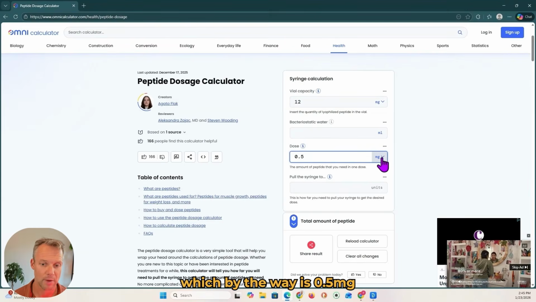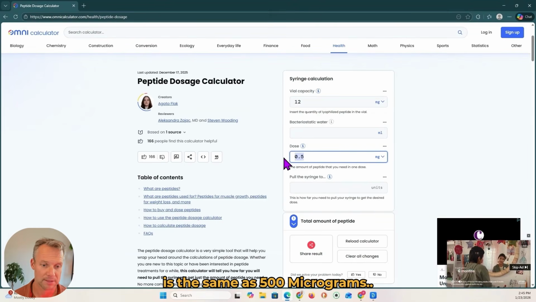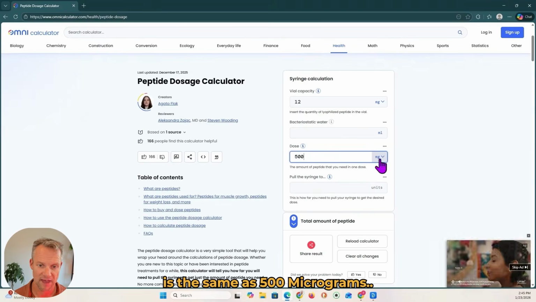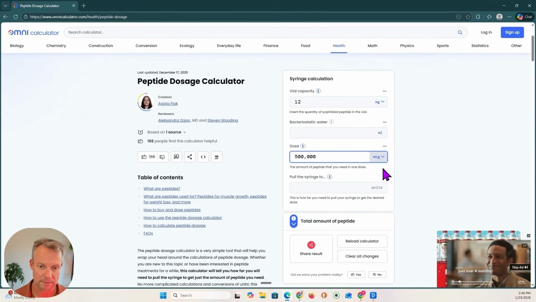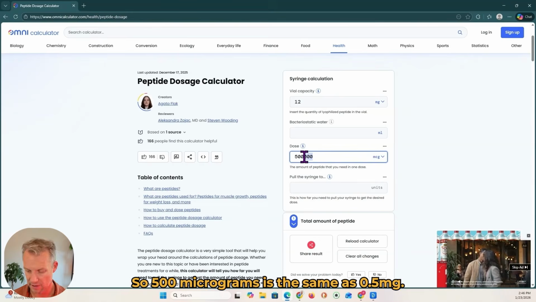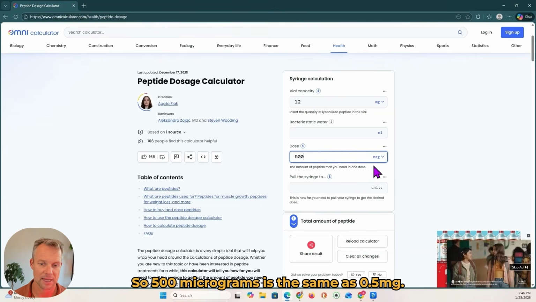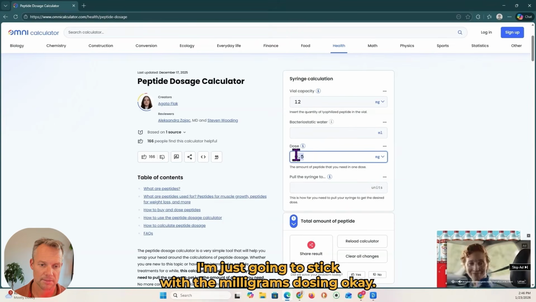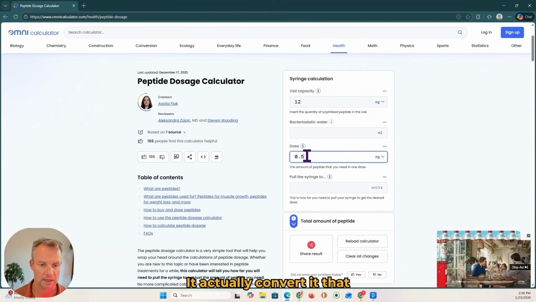Now, if the dose is 0.5 milligrams, which by the way, 0.5 milligrams is the same as 500 micrograms. Okay, that added some zeros. So 500 micrograms is the same as 0.5 milligrams. I'm just going to stick with the milligrams dosing. Okay, it actually converted that.